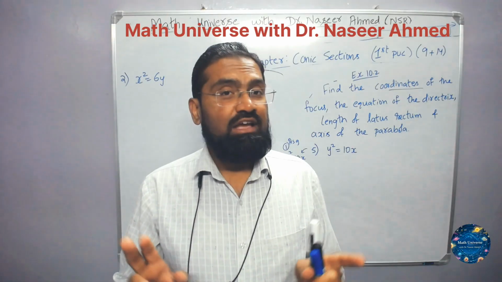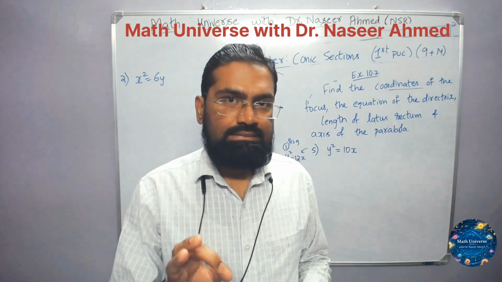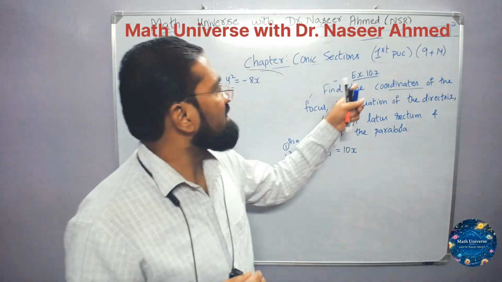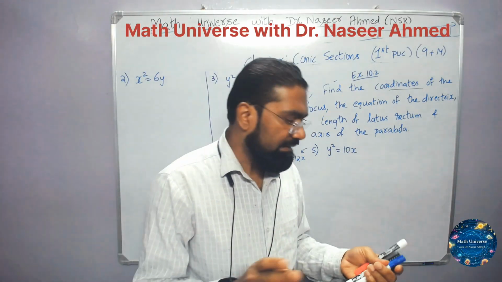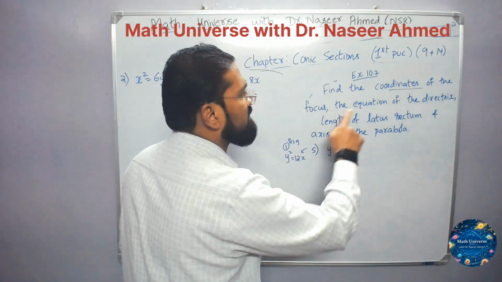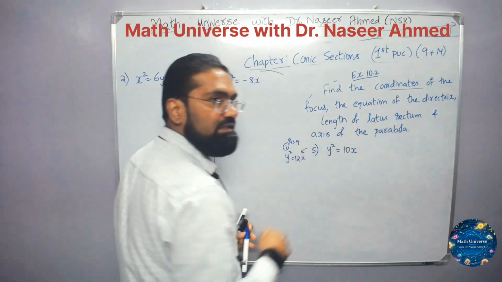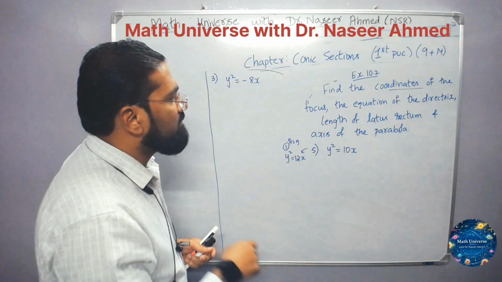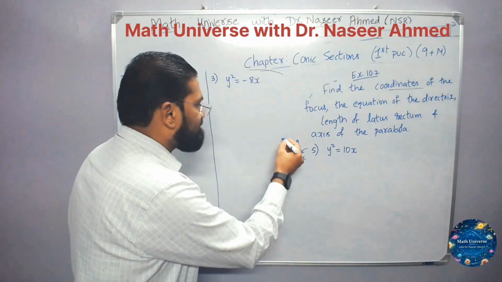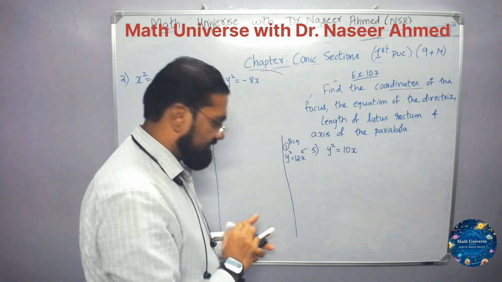Dear students, we have completed all the problems from model question papers. But let us complete this chapter. So I thought let us complete exercise 10.2. Coming to the question: find the coordinates of the focus, the equation of directrix, the length of latus rectum and the axis of the parabola. I've taken the problems and given the numbering as per the NCERT text. Now, moving on to question number 5. Question number 1 is an assignment.